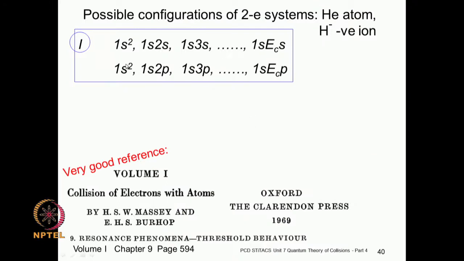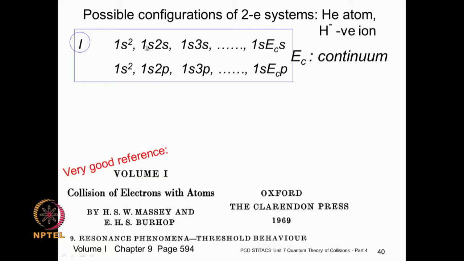So here are the possible configurations of the 2-electron system. You can have the 1s, 2 electrons in the 1s. Then you can have one in the 1s, the other in the 2s. One in the 1s, the second in the 3s, and then in the 4s and so on. And then finally into the continuum, which is indicated by EC. But then it can go to L equal to 1 state. So you have the 1s2p, 1s3p and so on. These are the things that I showed in the previous diagram. And I will strongly recommend this book by Massey and Burhop, volume 1, which is a very good reference for these details.